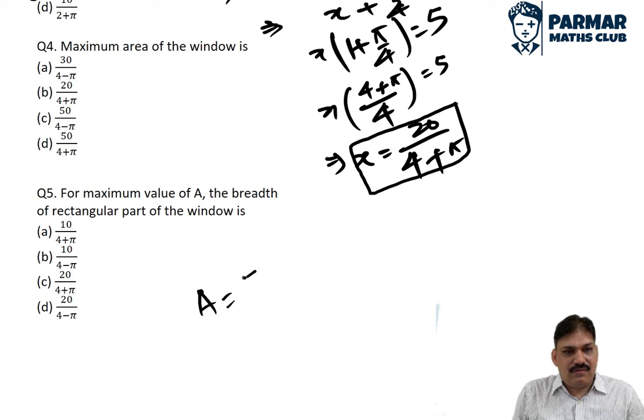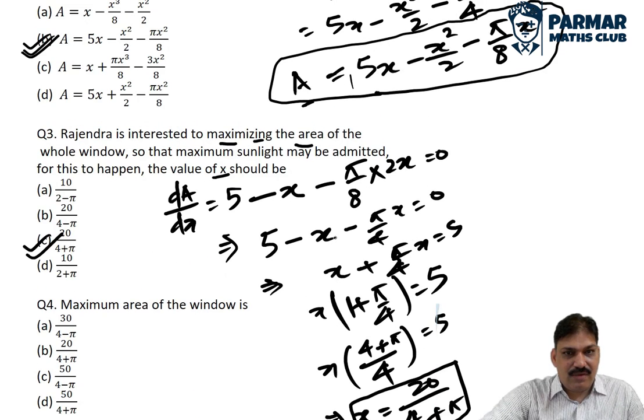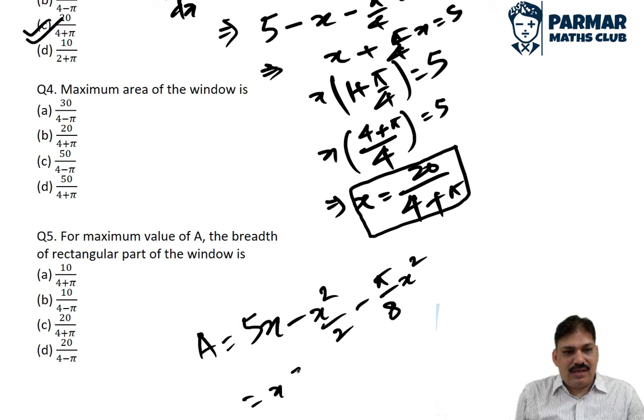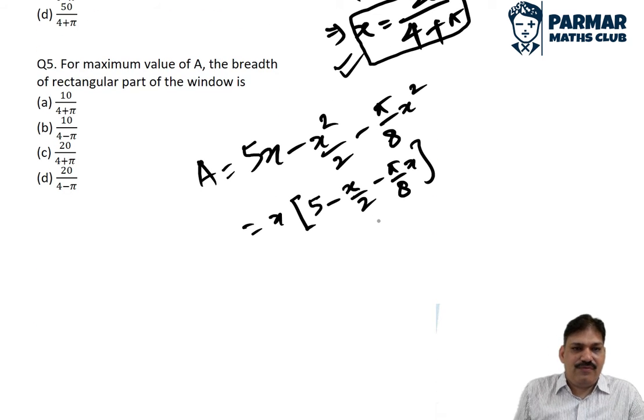Area is equal to 5x minus x square by 2 minus pi by 8x square, minus x square by 2 minus pi by 8x square. Okay, we can take x common, so this will give me (5 minus x by 2 minus pi by 8) times x, and the value of x for which the area is maximum is here, 20 upon 4 plus pi.